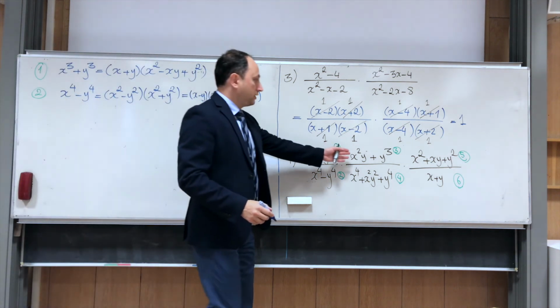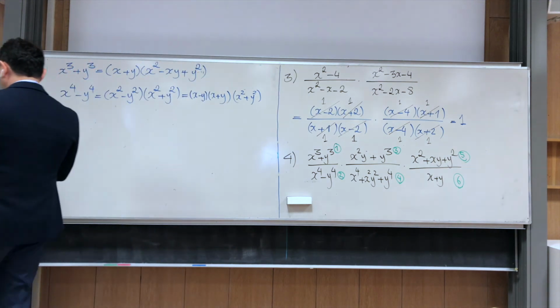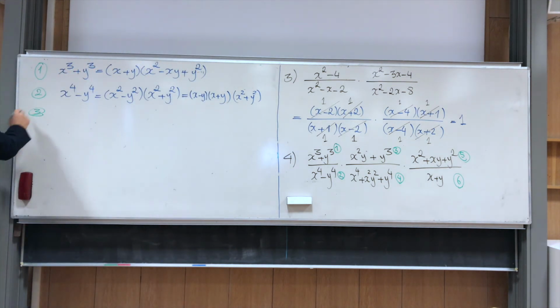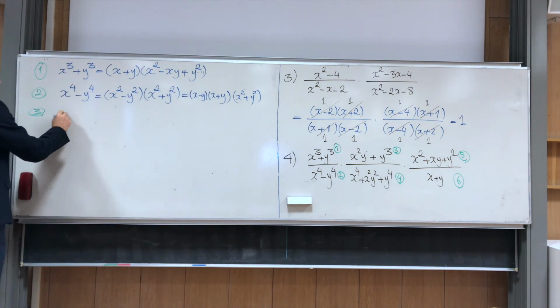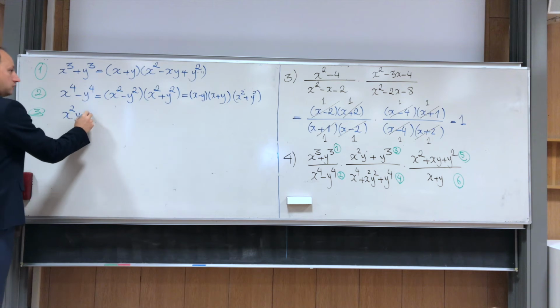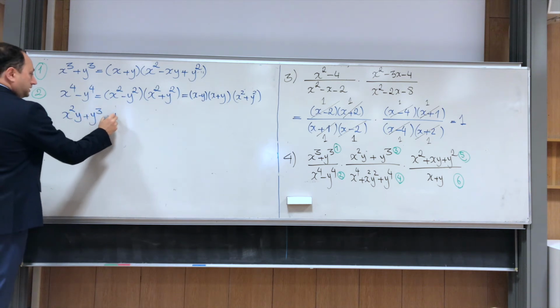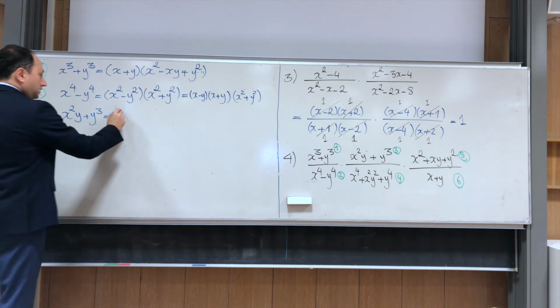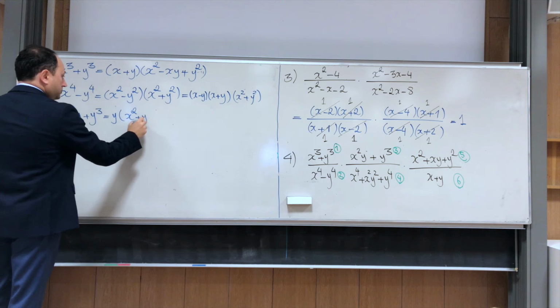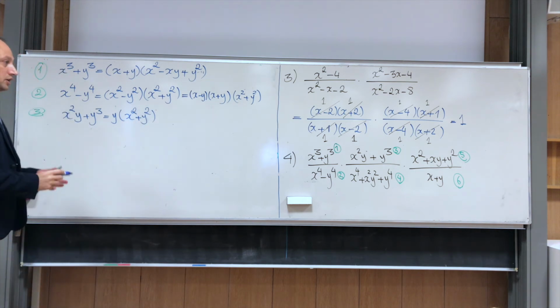Number 3 is very clear. So number 3, I have x to the 2 y plus y to the 3. So it is clear that I can pull out y. It becomes y times x squared plus y squared. And then I go to number 4.